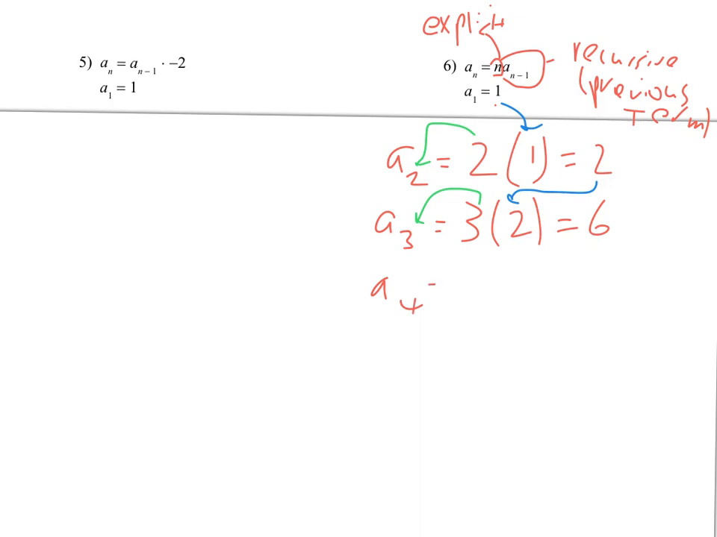So then a sub 4, that first piece is going to be 4, just matching up with that explicit piece. And then the recursive piece is going to come from the previous term, which will be 6. And so that's going to give me 24. So my first 4 terms are 1, 2, 6, and 24.